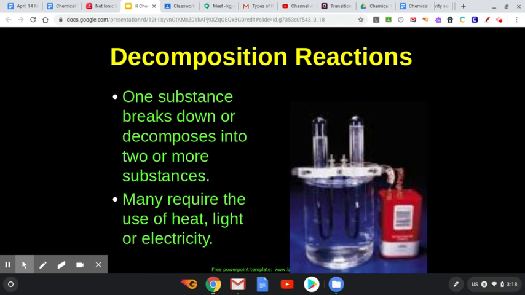This video is about decomposition reactions and how to predict products. In decomposition reactions, one substance breaks down or decomposes into two or more substances. Many require the use of heat, light, or electricity to do so.